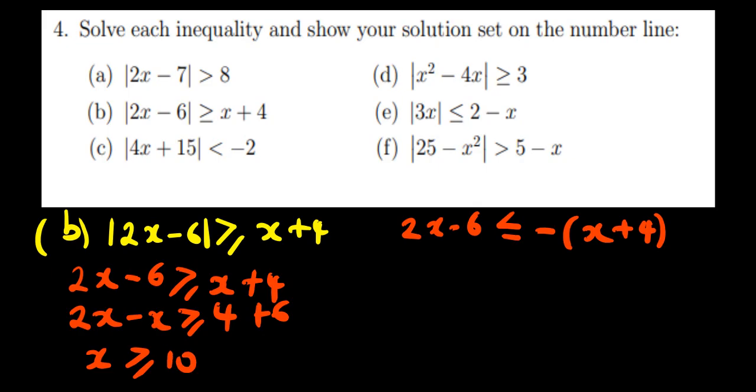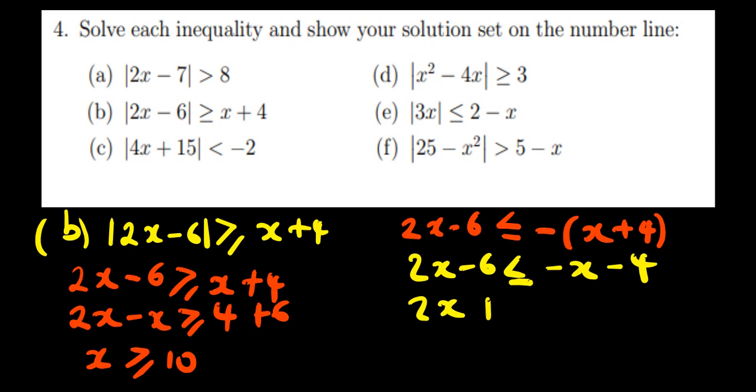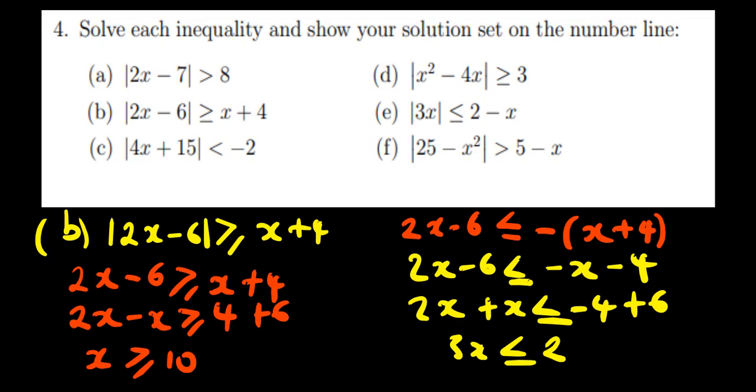Then on my right hand side, what am I going to have? I'm going to have 2x minus 6 is less than or equal to, I'm going to distribute the negative, so I have negative x, negative 4. Now in this expression, I'll put the like terms together. So 2x plus x is less than or equal to negative 4 plus 6. 2x plus x, that is just 3x. This is less than or equal to negative 4 plus 6, that is just a 2. So these are the answers that we have.